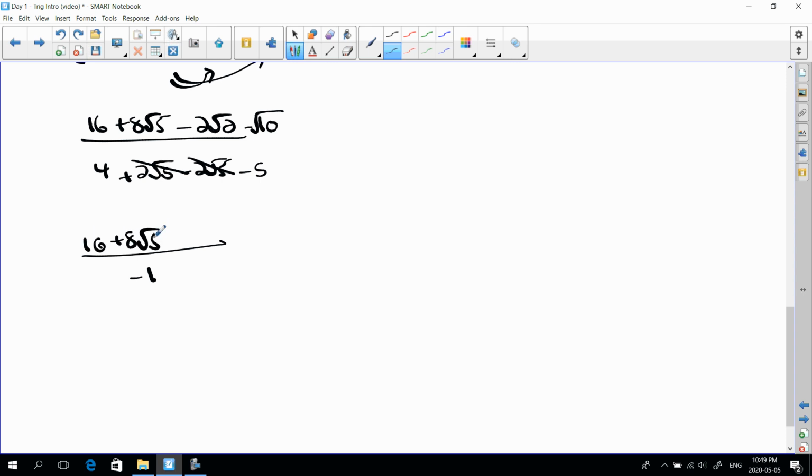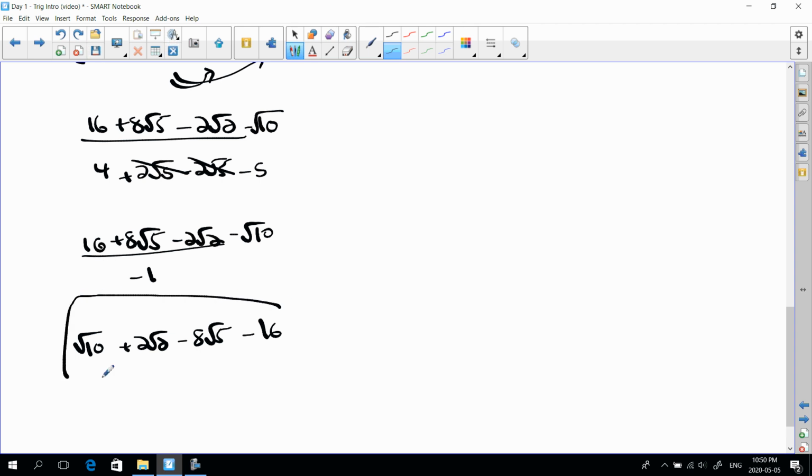I'm going to divide all of those terms by -1, which will change all of their signs. So I could write this as root 10 plus 2 root 2 minus 8 root 5 minus 16. 16 divided by -1 is -16, 8 root 5 divided by -1 is -8 root 5, and so on. I just wrote it in this order because I wanted to put the positive terms first. So that is some work with simplifying radicals.